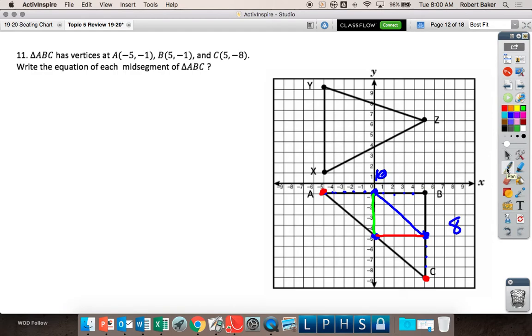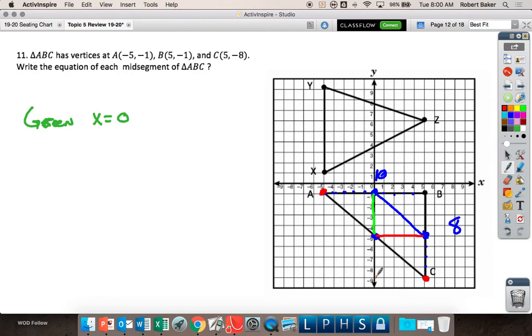Okay, the green line is probably the easiest one, or maybe one of the easier ones. That is a vertical line going through the value x equals 0. So that green line is the equation x equals 0. It's a vertical line. It has an undefined slope. There's nothing else we can do with it but say x equals 0 because it goes through the number 0 right here.